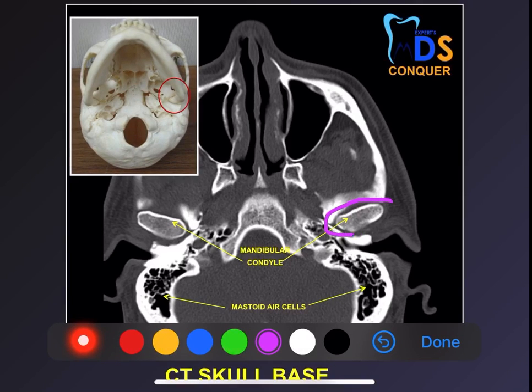Since it's a bone, it appears white or hyperdense. And the mastoid air cells, since they contain air, appear completely black or hypodense. This is how they can post an anatomical landmark in a CT and ask you to identify it. So mastoid air cells are a group of air cells which are completely black, and the condyle appears hyperdense or white, as shown in the picture.